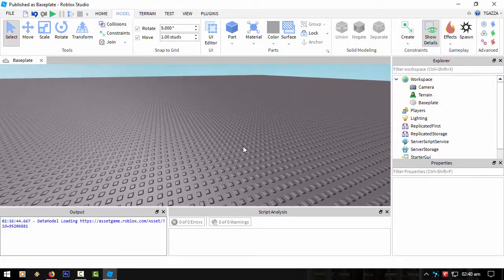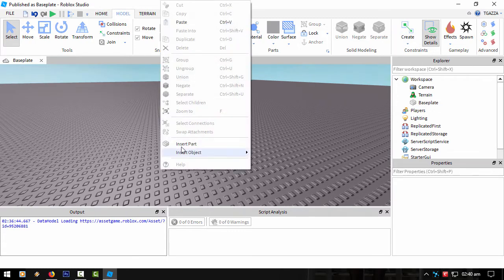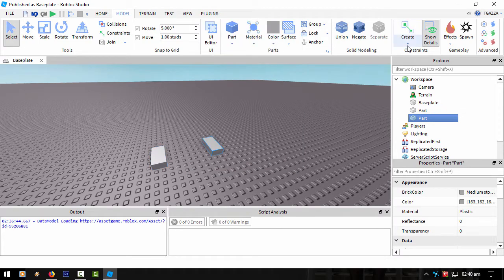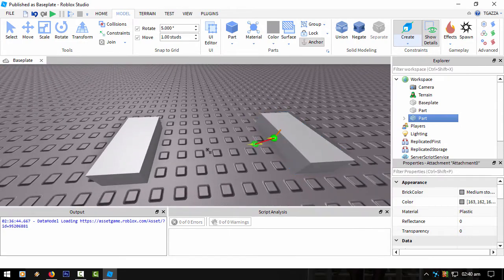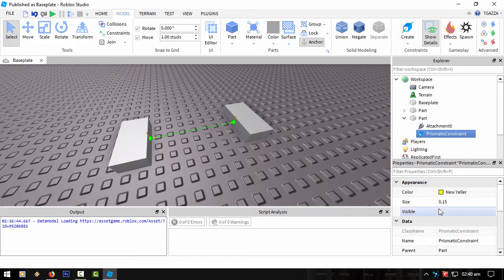I thought I'd do a little tutorial on how to use constraints. Basically these things. I'll create one very quickly. Let's do a prismatic. So if I create this very quickly, I'll show you what these can do.